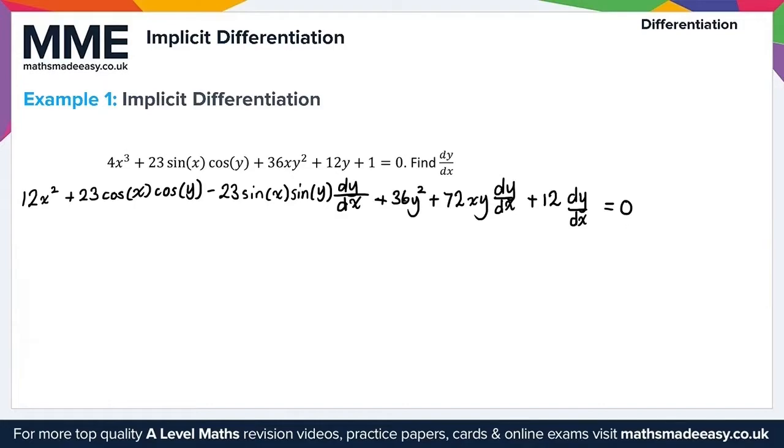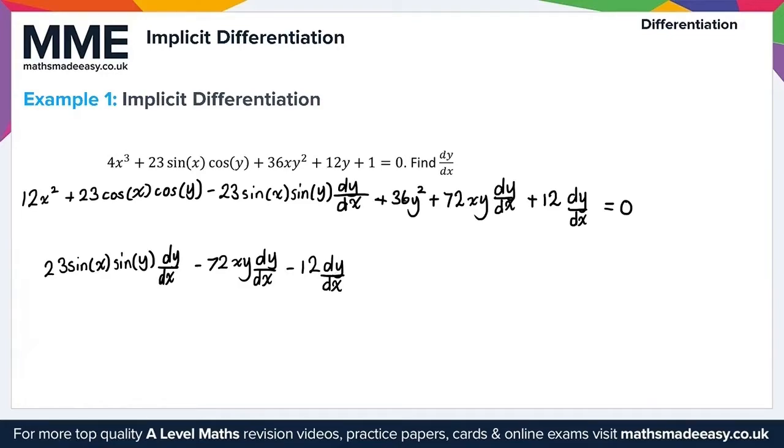Now what we're looking for is dy by dx. So what I need to do here is collect all the dy by dx terms on one side and then move everything else across to the other side. We need to rearrange for dy by dx essentially. First, I'm going to take this minus 23 sine x sine y dy by dx onto the other side, just so that it's positive, but this doesn't particularly matter too much. So I'm going to get 23 sine x sine y dy by dx. We're also going to get minus 72xy dy by dx, and minus 12 dy by dx there.